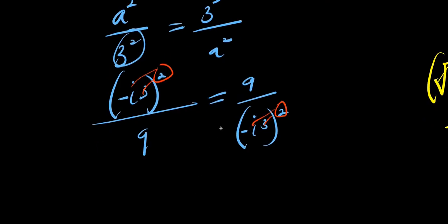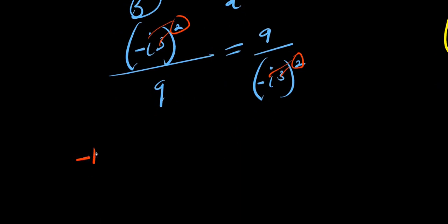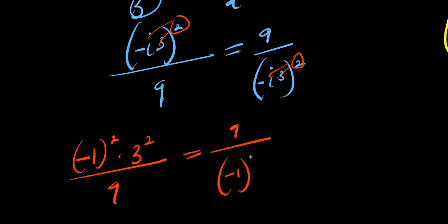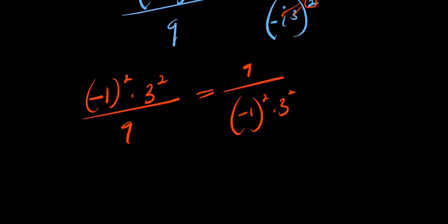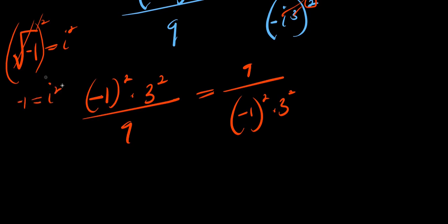So what we are going to have will simply be negative 1 to the power of 2 times 3 power 2 divided by 9 equals 9 divided by negative 1 to the power of 2 times 3 power 2. All right. If you have square root of negative 1, this equals I. So taking the squares, this cancels this. So you have negative 1 equals I power 2.